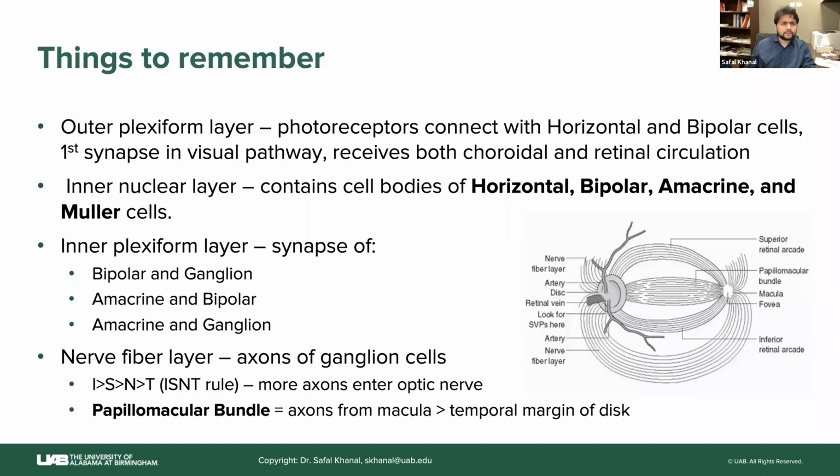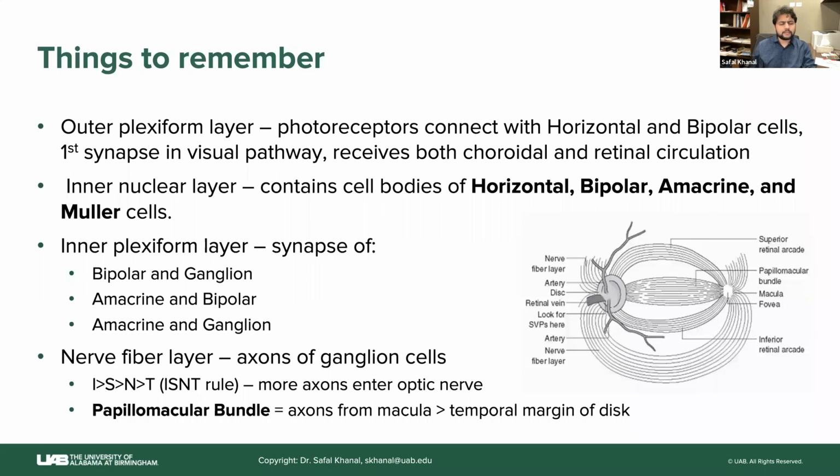And a few other things to remember regarding the synapses in the retina is that the outer plexiform layer is the place where photoreceptors connect with horizontal and bipolar cells. This is the first synapse in the visual pathway. And this also receives both choroidal and retinal circulation. The inner nuclear layer contains the cell bodies of horizontal, bipolar, amacrine, and Muller cells.